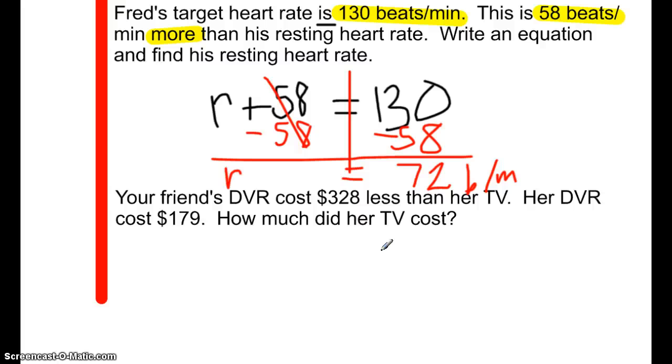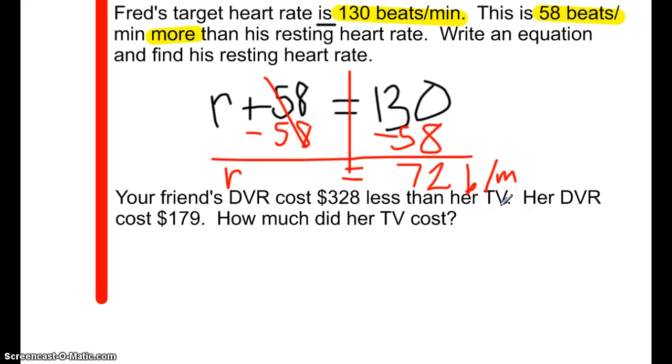All right, this one. Your friend's DVR cost $328 less than her TV. Her DVR cost $179, so how much did her TV cost? All right, what we know is that the DVR was $328 less than her TV.